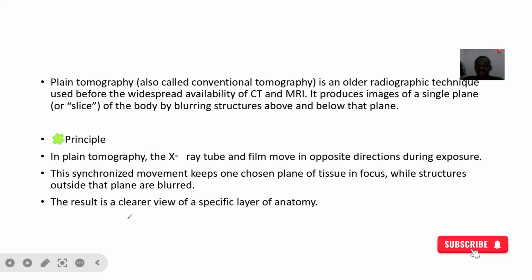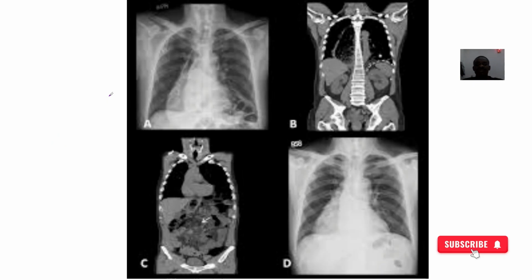So let's quickly define it and also talk about its uses. Plain tomography is also called conventional tomography. It's an older radiographic technique, used before X-ray, CT scans and MRI became available. So if you say plain tomography or conventional, we are talking about anything conventional.